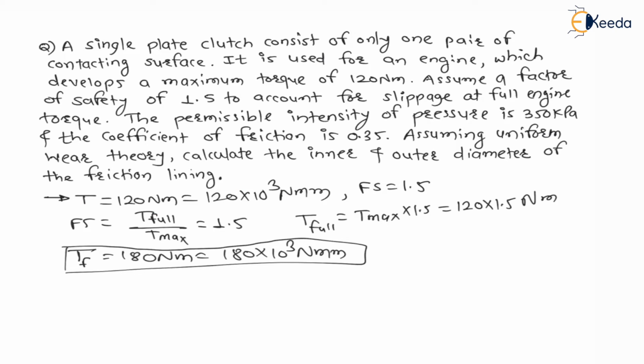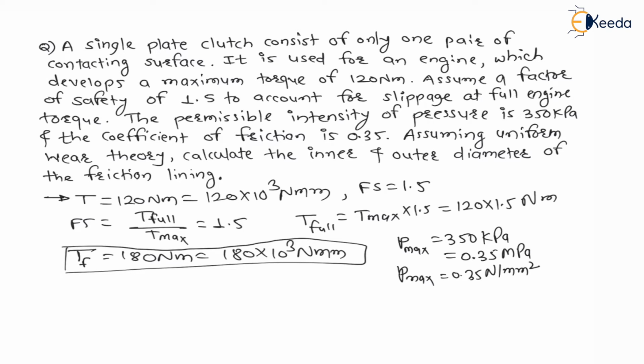Now, again come to the question. It is used for an engine which develops a maximum torque of 120 Newton meter. Assume factor of safety of 1.5 to account for the slippage at full engine torque. Right. The permissible intensity of pressure is 350 kilopascal. Now, permissible intensity of pressure means maximum pressure. Maximum pressure is 350 kilopascal. Therefore, can I say it is equal to 0.35 megapascal? We multiply by 10 to the power minus 3 to convert kilopascal into megapascal, and megapascal is nothing but Newton per mm square. Therefore maximum pressure P max is equal to 0.35 Newton per mm square.